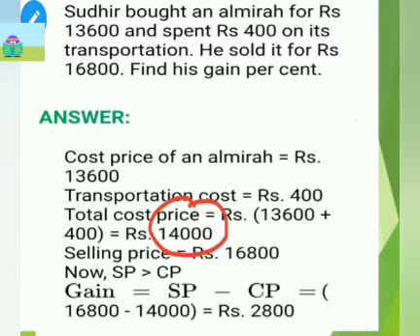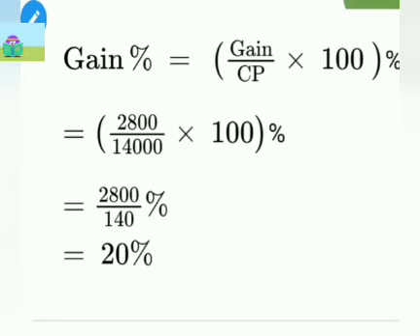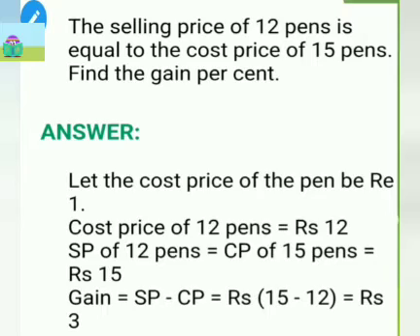As you know, the gain formula is selling price minus the CP. So for the calculation of the gain, from 16,800 we subtract the CP, that is 14,000, and you will get the gain 2,800. Now we will calculate the gain percentage. As you know, the gain percent formula is gain multiplied by 100 upon CP. So put the gain value: 2,800 upon the CP 14,000, multiplied by 100. When you solve, you will get 20% as the answer.